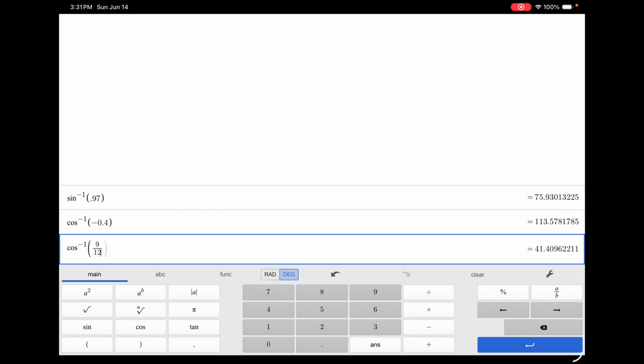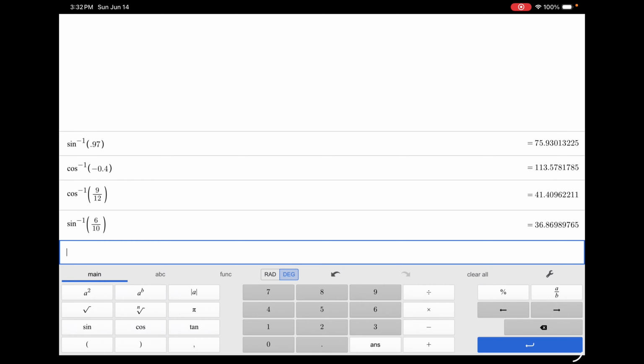Okay, and our last one here for this one. Theta, opposite, adjacent, hypotenuse. We don't know theta. It's there, but I don't know what it is. Opposite 6, I don't know adjacent. Hypotenuse 10, so this is sine. So inverse sine of the ratio 6/10 equals your angle. 36.870.